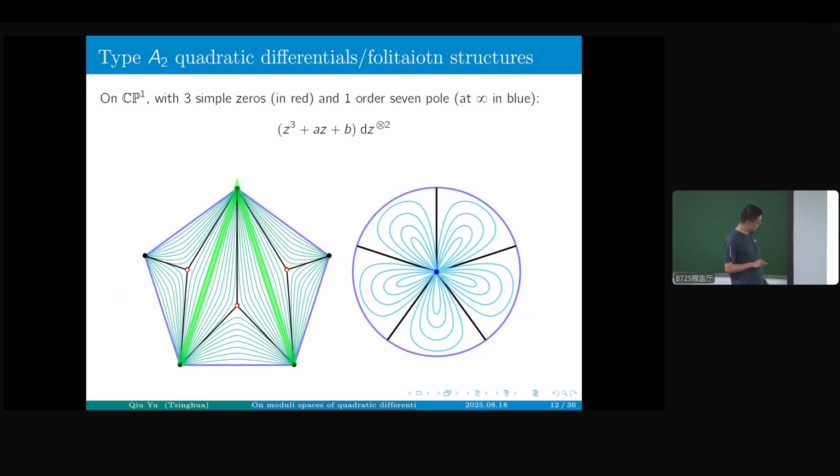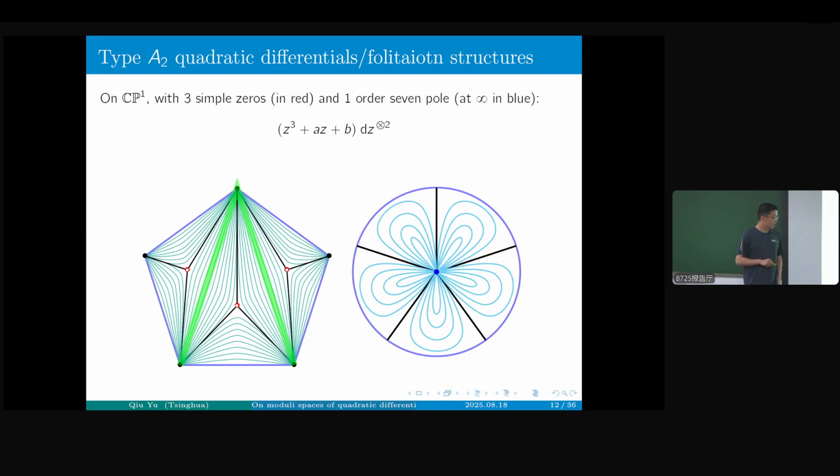So you see that if you take the homotopy class of a generic trajectory, meaning connecting poles, you will get a triangulation of the pentagon, which is called the WKB triangulation. And in this case, each triangle will be decorated once with a simple zero.